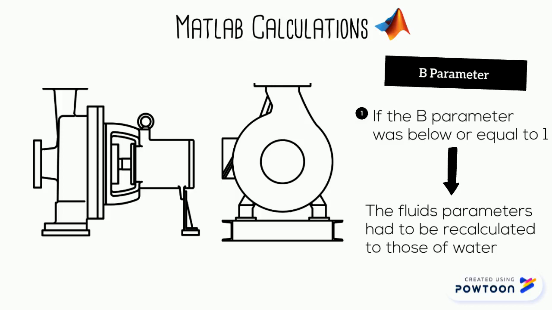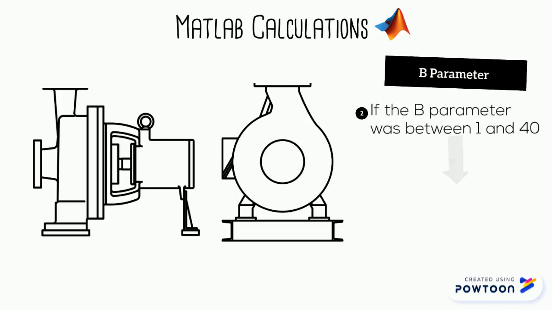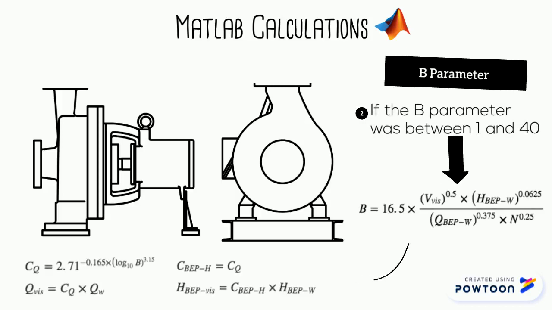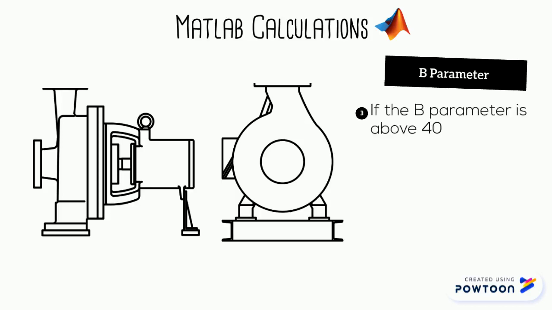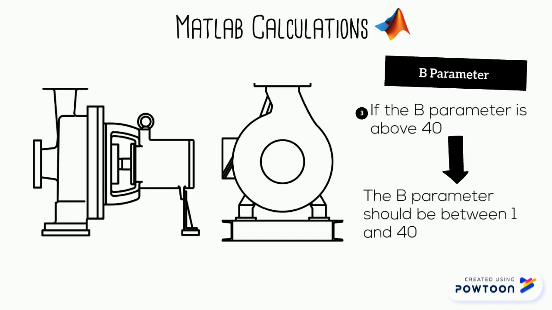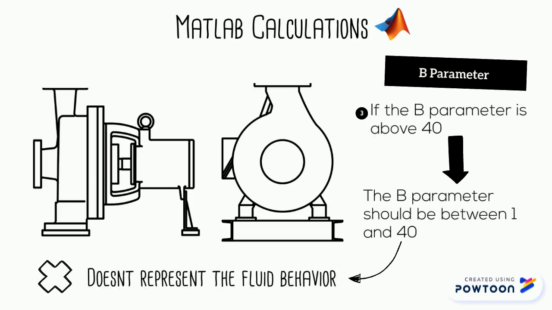However, if B was between 1 and 40, different correction factors had to be calculated as follows. For those fluids for which B was above 40, they were considered as if B was between 1 and 40. Therefore, the results for this fluid do not appropriately represent the fluid behavior.